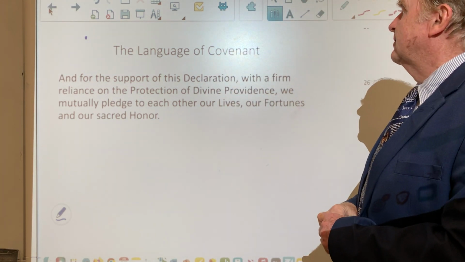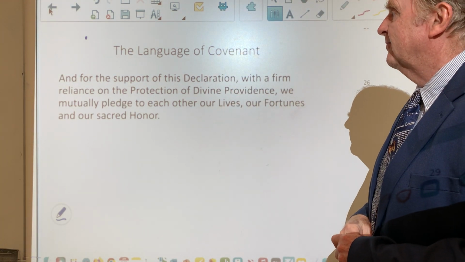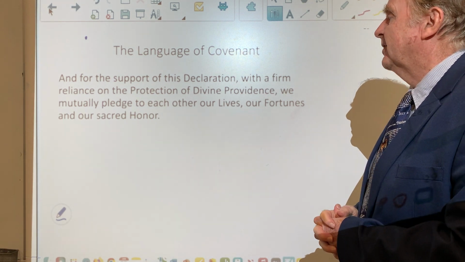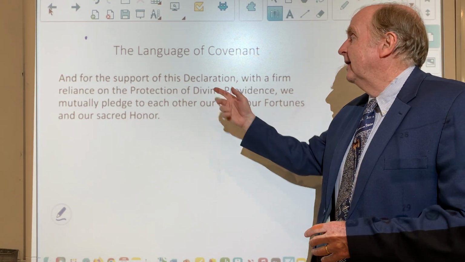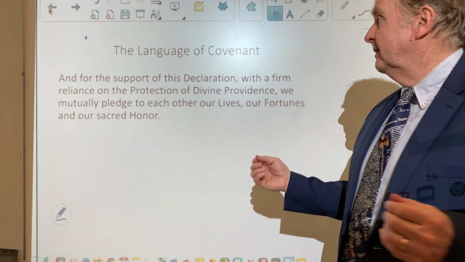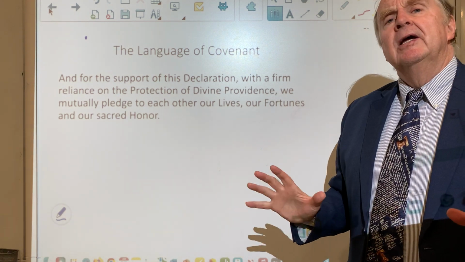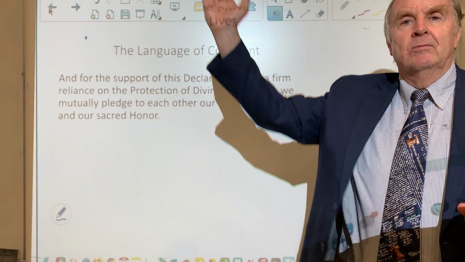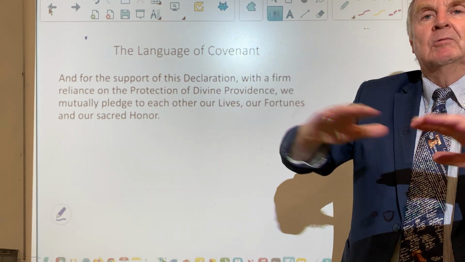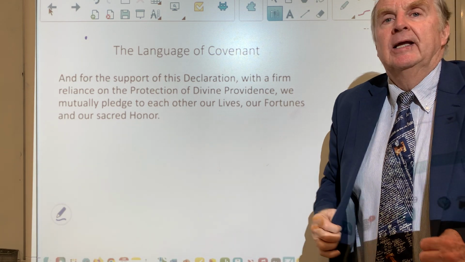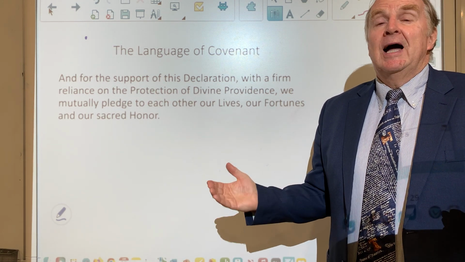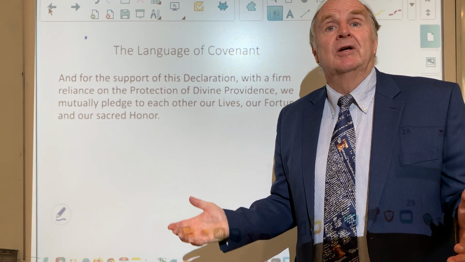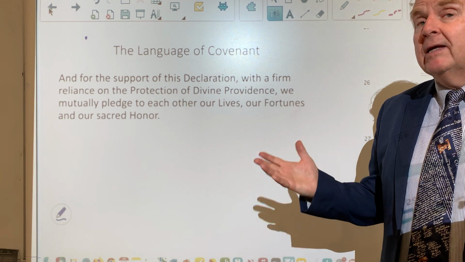Okay, and for the support of this declaration, with a firm reliance on the protection of divine providence, we mutually pledge to each other our lives, our fortune, and our sacred honor. Again, appealing to God, divine providence, and this is really, if you think about it, the language of covenant. Okay, that we are saying this before God, but we're pledging it to each other, and we're willing to give up our lives, our reputations, our property, if necessary, to achieve these results. And some people did.